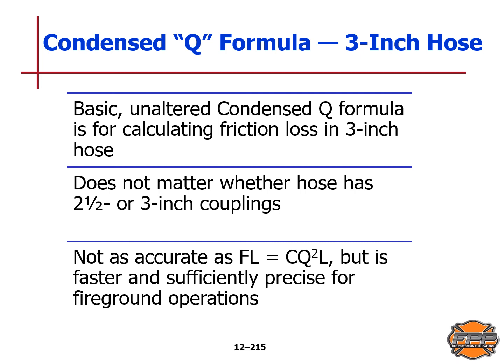The condensed Q formula for 3 inch hose is a basic, unaltered condensed Q formula and is for calculating friction loss in 3 inch hose. It does not matter whether the hose has 2.5 or 3 inch couplings. It's not as accurate as FL equals CQ squared L, but it is faster and sufficiently precise for fireground operations.